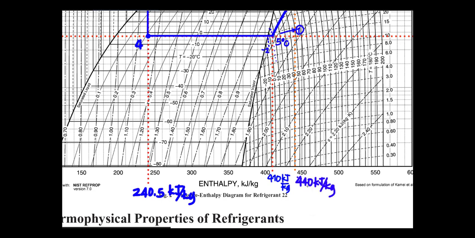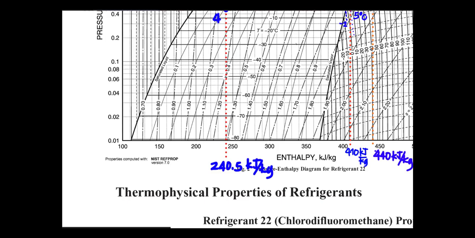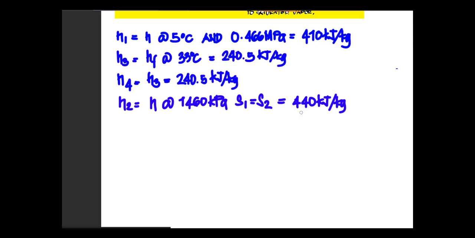So we have 440 kilojoule per kilogram for the enthalpy 2. Okay, so enthalpy at point 2, we have H at the 460. So 1460, or 1.46 MPa. Now at a constant entropy from point 1 to point 2, at the intersection, we have the value which is 440 kilojoule per kilogram.